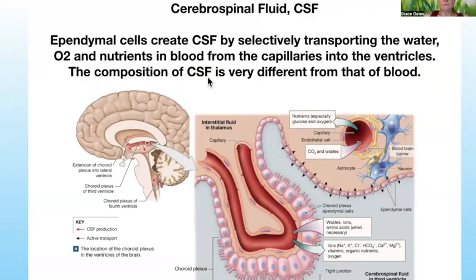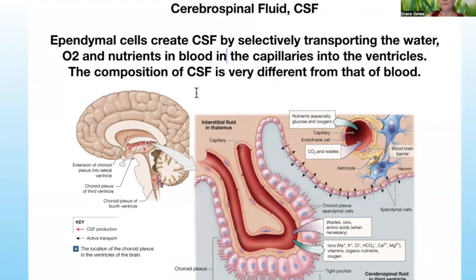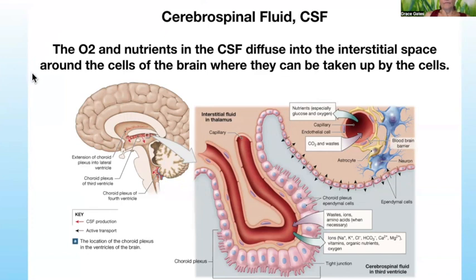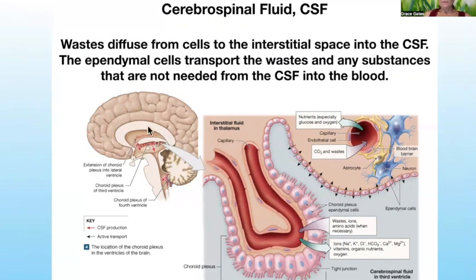Ependymal cells create cerebrospinal fluid by selectively transporting the water, oxygen, and nutrients in blood from the capillaries into the ventricles. The composition of cerebrospinal fluid is very different from that of blood. The oxygen and nutrients in the CSF diffuse into the interstitial space around the cells of the brain, where they can be taken up by the cells. Waste diffuses from the cells to the interstitial space into the CSF. The ependymal cells transport the waste and any substances that are not needed from the cerebrospinal fluid into the blood so that they can be gotten rid of.